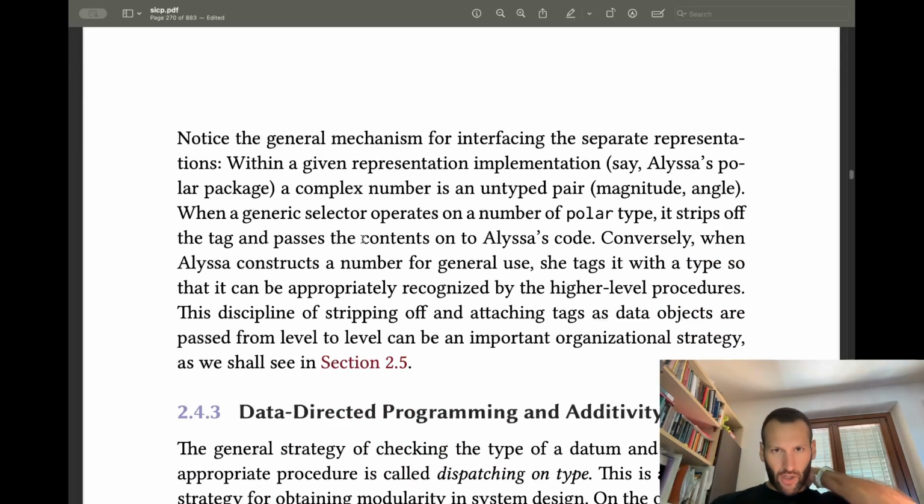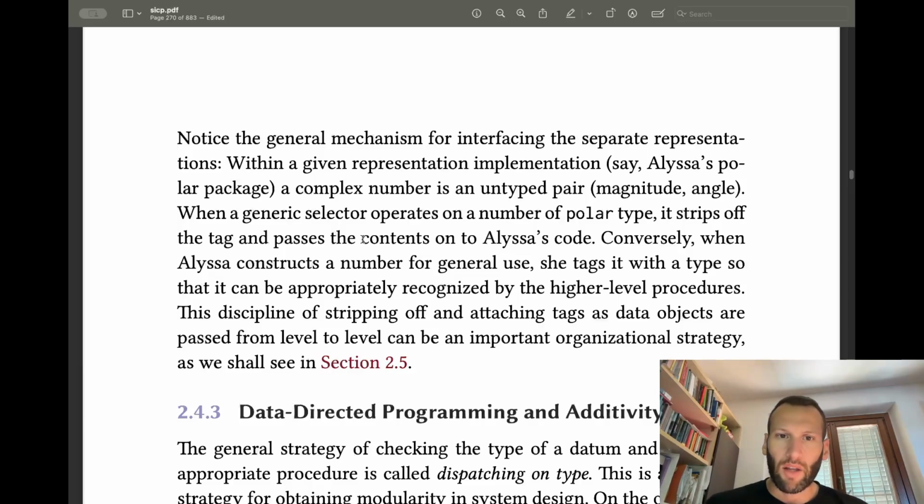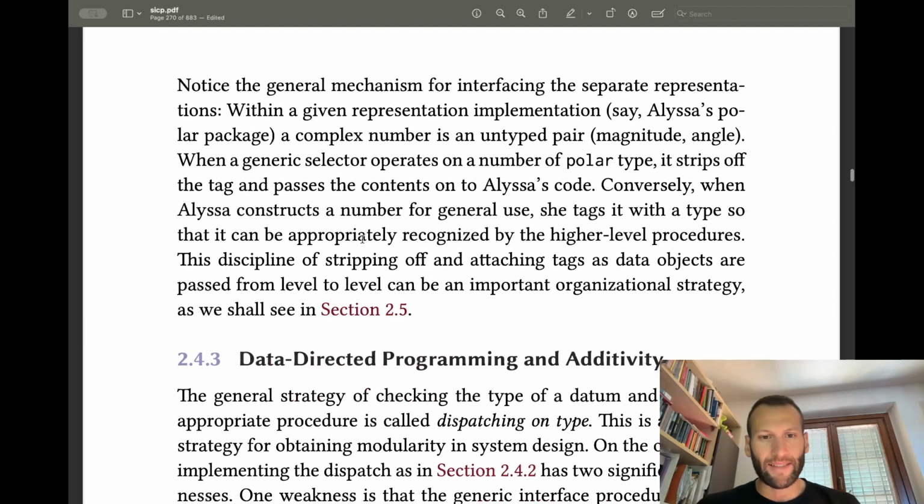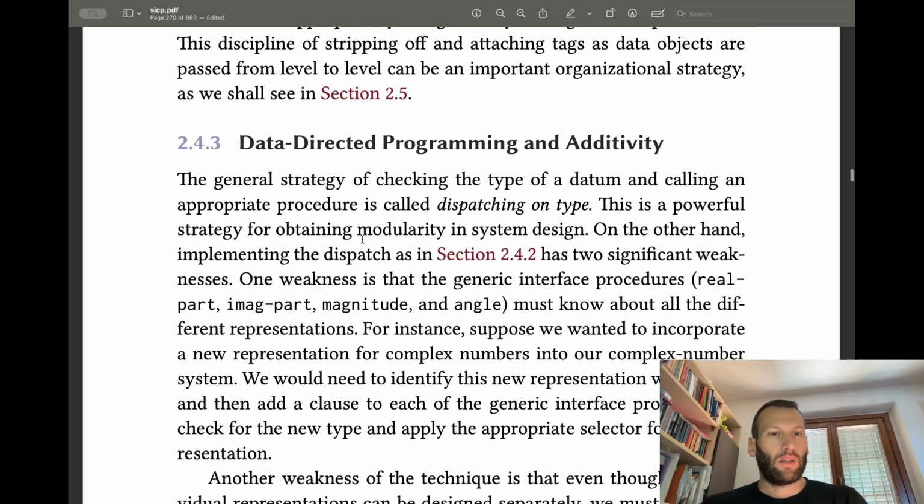Notice the general mechanism for interfacing the separate representations. Within a given representation implementation, a complex number is an untyped pair. When a generic selector operates on a number of polar type, it strips off the tag and passes the contents on to Alyssa's code. Conversely, when Alyssa constructs a number for general use, she tags it with a type so that it can be appropriately recognized by the higher-level procedures. This discipline of stripping off and attaching tags as data objects are passed from level to level can be an important organizational strategy, as we shall see in section 2.5. Cool.